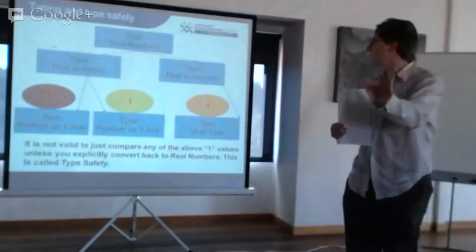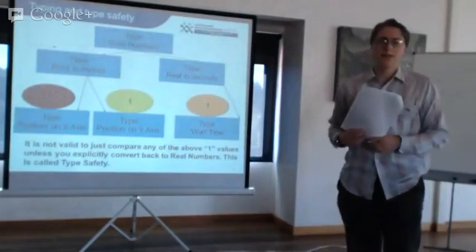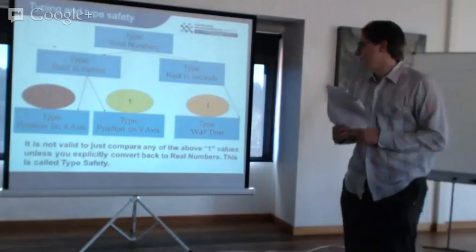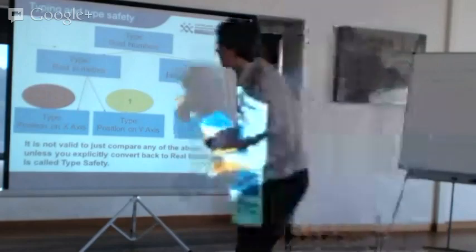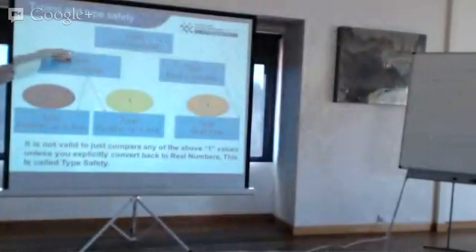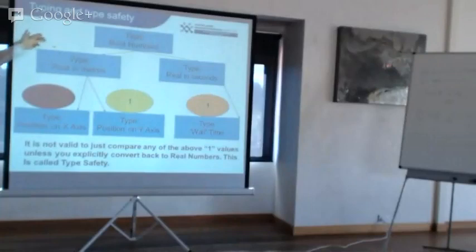But then you can go even further than that, and start to include in the type system information about the interpretation of values beyond just the units. For example, suppose you have something representing a point in 3D space. You can have one type representing the position on this axis and another type representing the position on that axis. If you make these different types, it's no longer valid to directly compare one as a position on the x-axis, say 1 meter on the x-axis, with 1 second on the time axis. If you try to do that, you'll get an error because they're different types. So that's an example of where you get type safety.